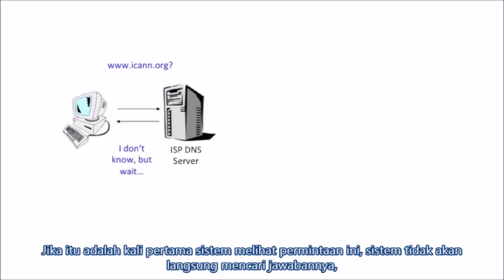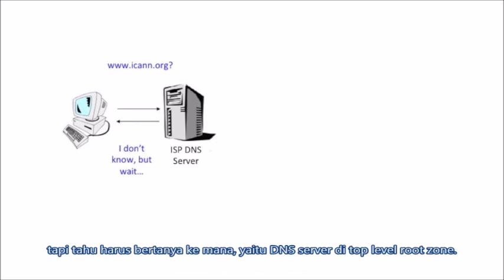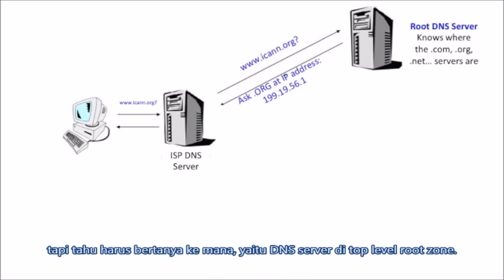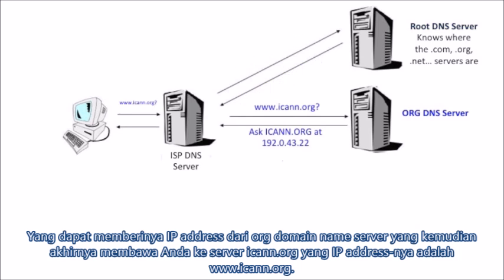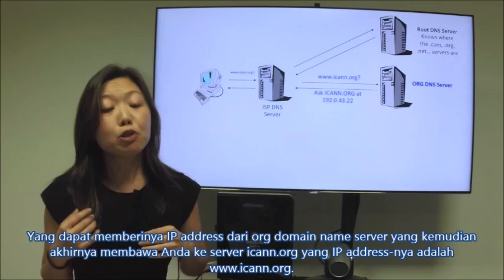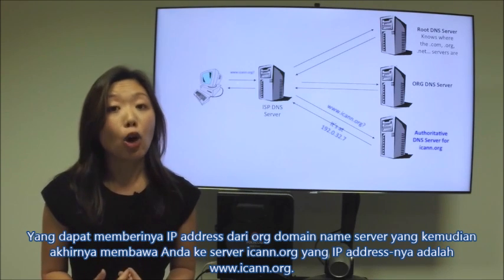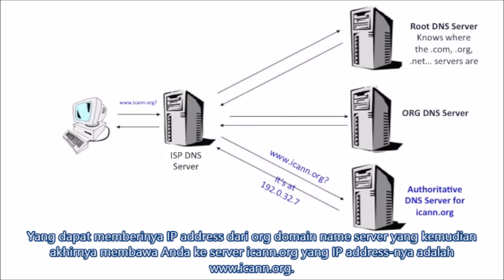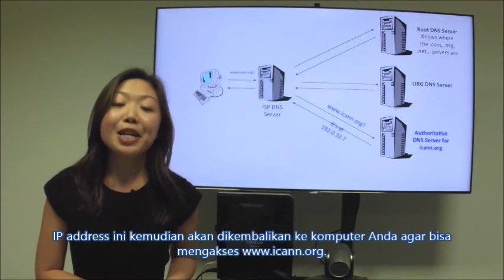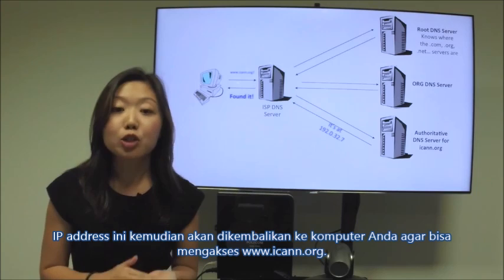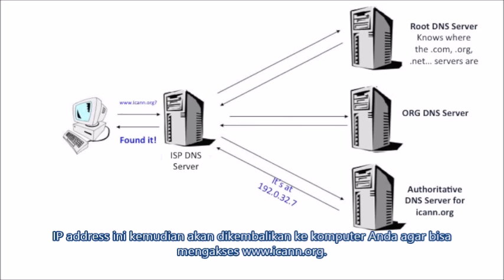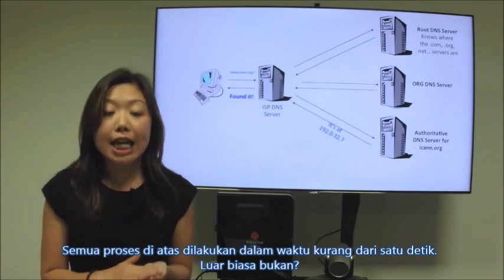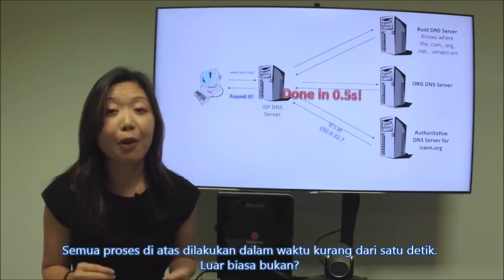If this is the first time it sees this request, it might not know the answer, but it knows who to go to for help, the DNS server of the top-level root zone, which can give it the IP address of the ORG domain name server, who is then able to further lead you to the icann.org name server, who knows the IP address of www.icann.org. This IP address is then returned to your computer to reach www.icann.org. All of the above is done in a fraction of a second, which is really quite amazing.